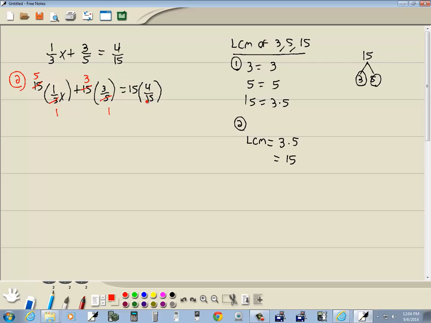15 and 15 both divisible by 15. 15 divided by 15 is 1. 15 divided by 15 is 1. So we're left with 5 times 1, or 5x, plus 3 times 3 is 9, equals 1 times 4, which is 4.